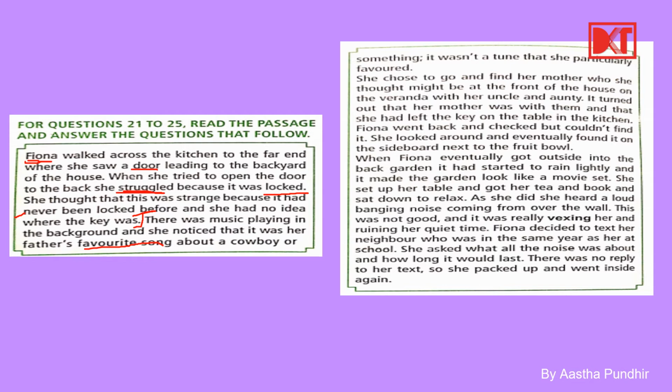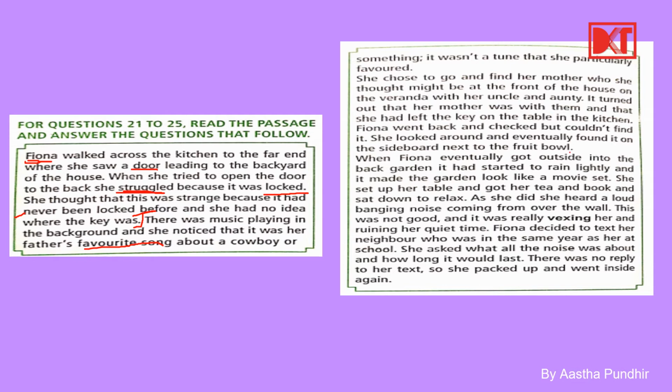She chose to go and find her mother, who she thought might be at the front of the house on the veranda with her uncle and auntie. It turned out that her mother was with them and then she had left the key on the table in the kitchen. Fiona went back and checked but couldn't find it. She looked around and eventually found it on the sideboard next to the fruit bowl.